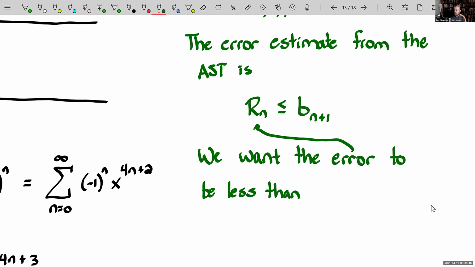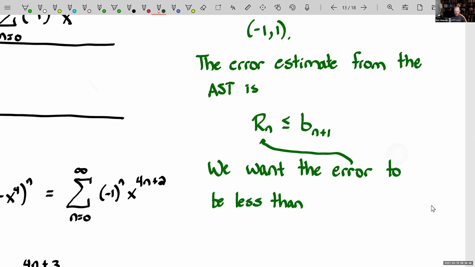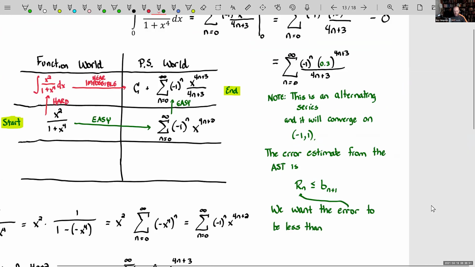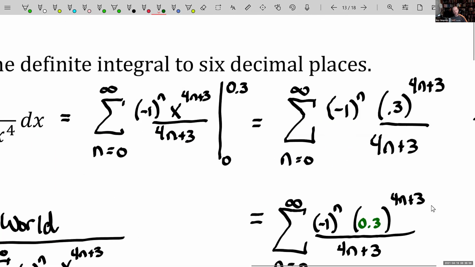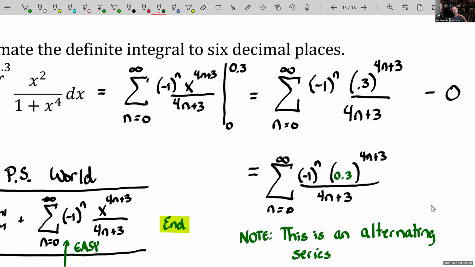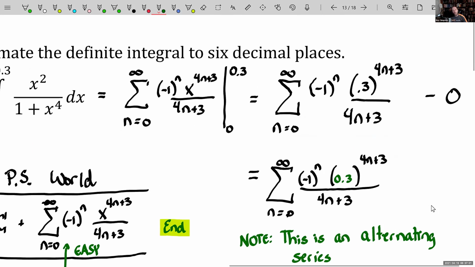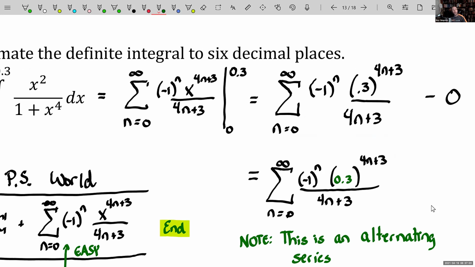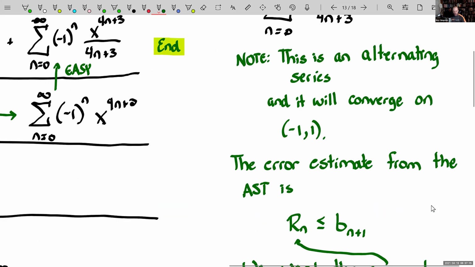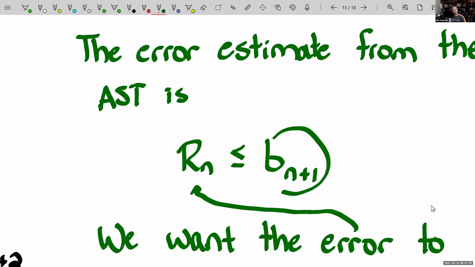And now here's the deal. You want 6 decimal places of accuracy. This is the first time we're having this conversation in this course. Normally they say, hey, I want your error to be less than 0.01. That's easy. If they say we want the error to be less than 0.01, then I just say, well, great, I want r sub n to be less than 0.01. That is, I want this number to be less than 0.01.